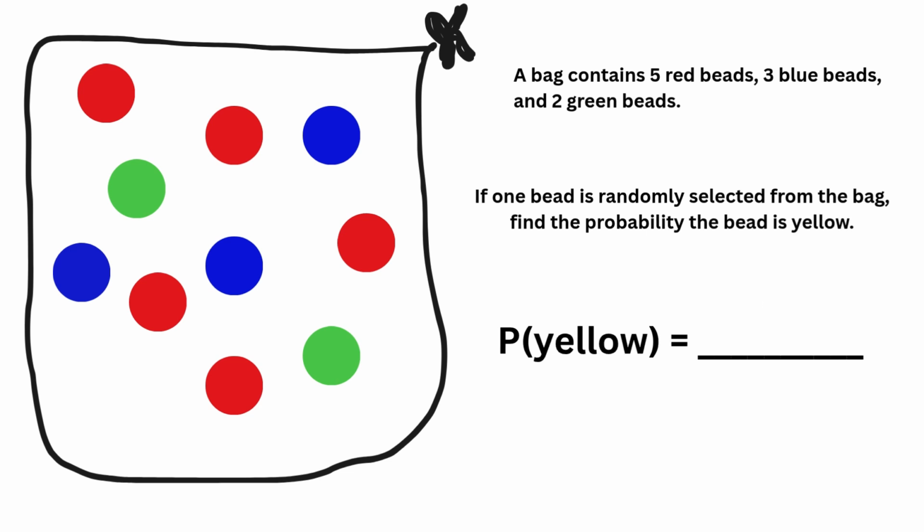And then find the probability that you draw a yellow bead out of the bag. Well, you're going to see that there aren't any yellow beads. So it's impossible to draw a yellow bead out of that bag. What do you say then? Do you recall what we say if an event is impossible? The probability of drawing a yellow bead is 0.